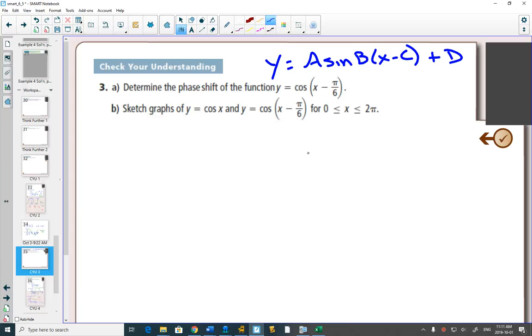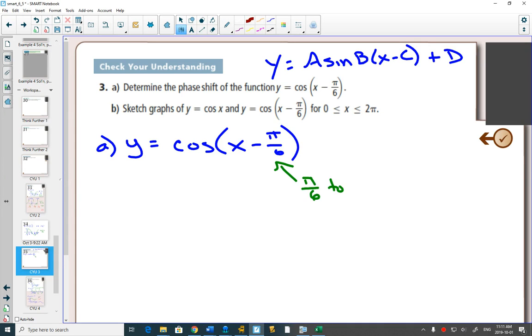So first of all, it says determine the phase shift if you had y equals cos of x minus pi over 6. Which way is that going? Left or right? Pi over 6 to the right. Remember, everything that was inside our function was sort of always the opposite, left and right. If you had a negative, you went right. If you had a b value, you multiplied by the reciprocal.